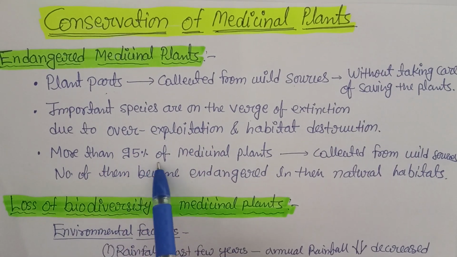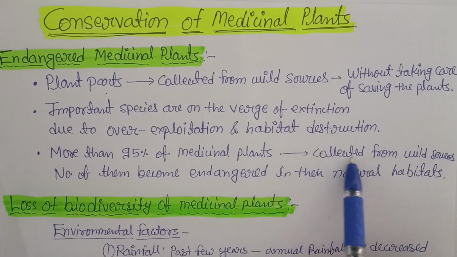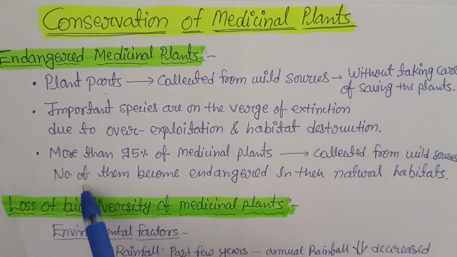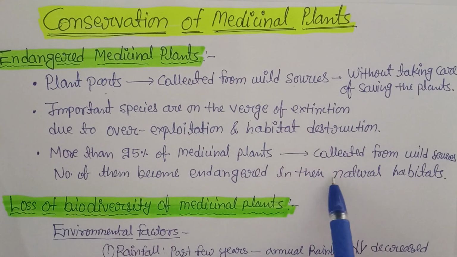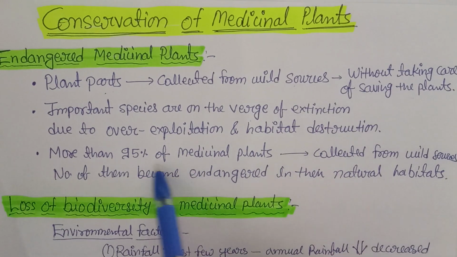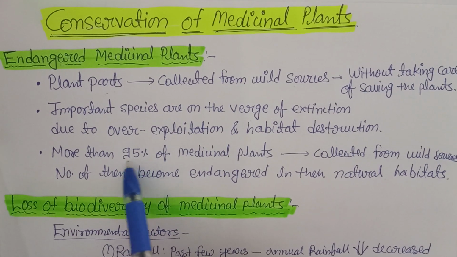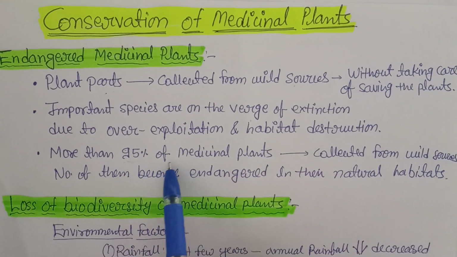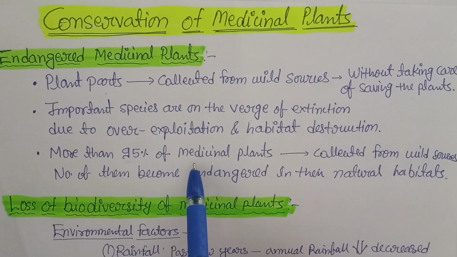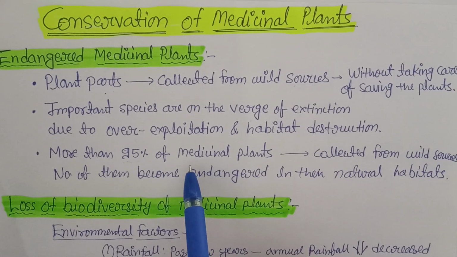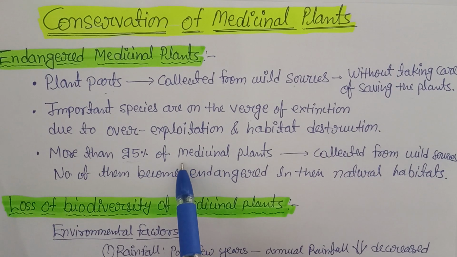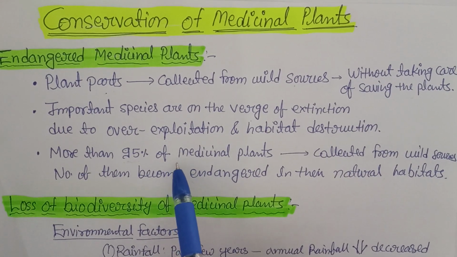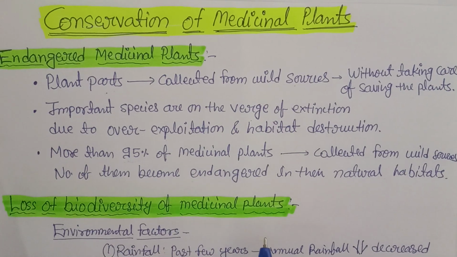Then more than 95% of medicinal plants are collected from wild sources, right? And a number of them become endangered in their natural habitats. Some cultivation and collection is done for commercial medicinal plants used by our pharmaceutical industries, like herbal drug industries and herbal units. But at the same time, most of the 95% of plants are taken from the wild source, and they have not been cultivated for a long time, and maybe no organization is taking care. So those species are endangered, right? That is what you can write first, the endangered medicinal plants.